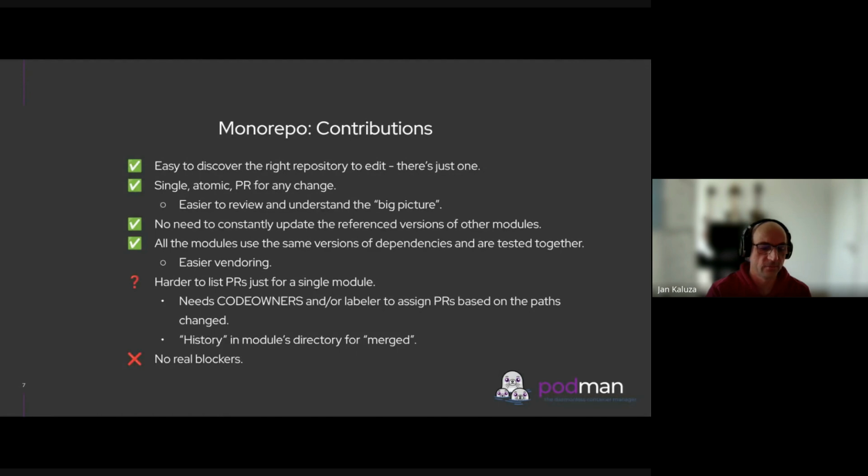Similarly, if you have merged pull requests, you can use the history section of the modules directory. In GitHub, you can open the directory, click on the history, and check what happened for the directory. That way you can see what happened to the storage module, what happened to the image module, and so on. But it's not as nice a user interface as poly repos with real pull requests separated by project.